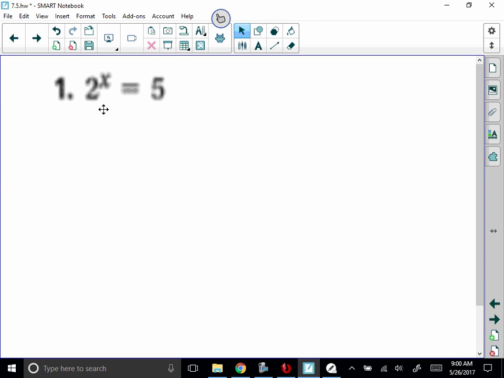So anyway, number one, this is the homework. We're asked to solve this. You might think to yourself, I might be able to figure it out. I know that 2 to the first power is 2, so the answer is not 1. I know that 2 squared is 4, so the answer is not 2. But it's probably a little bit bigger than 2.